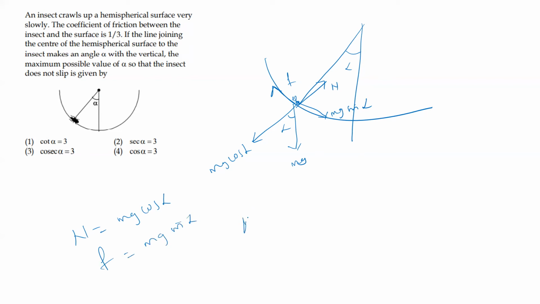So what is the friction formula? Mu into N equals mg sine alpha. Substitute the N value. Mu mg cos alpha is equal to mg sine alpha. mg cancels. So mu is equal to tan alpha. Mu is given as 1/3. 1/3 is equal to tan alpha. 3 is equal to cot alpha.